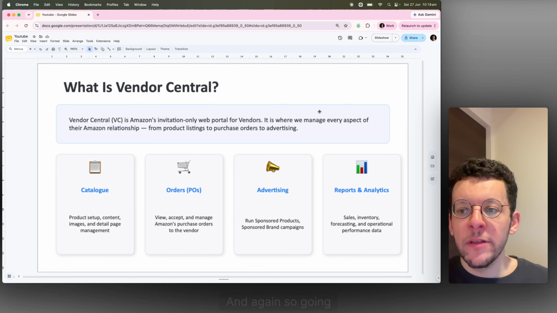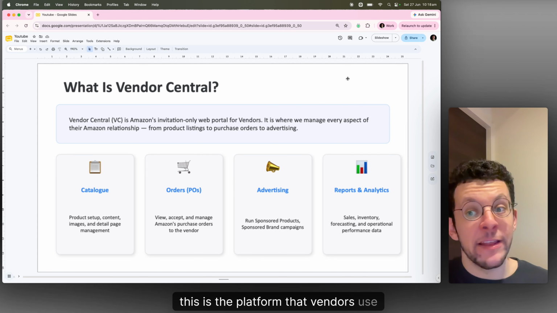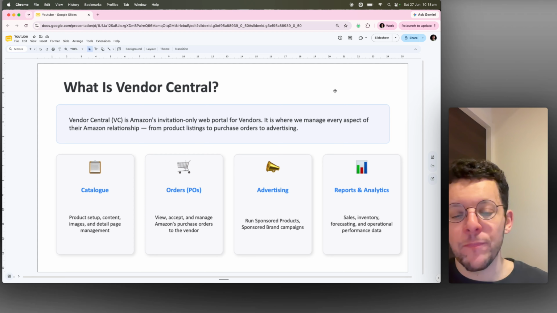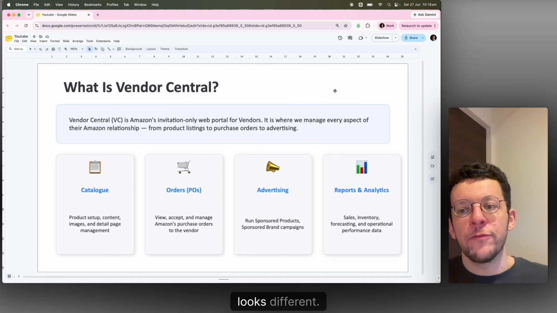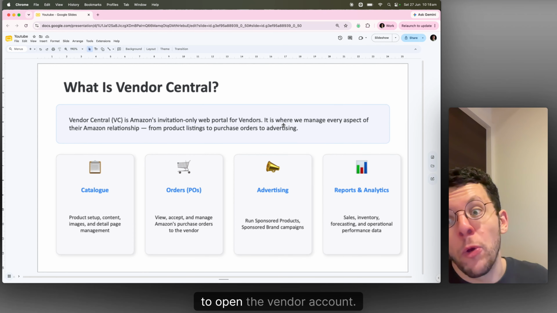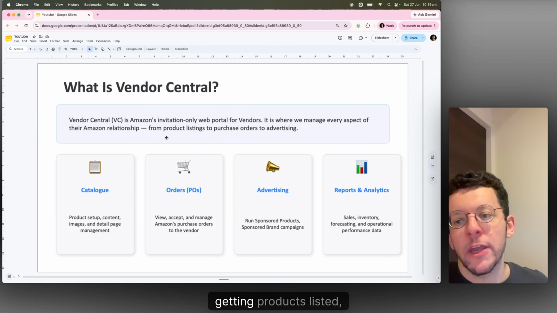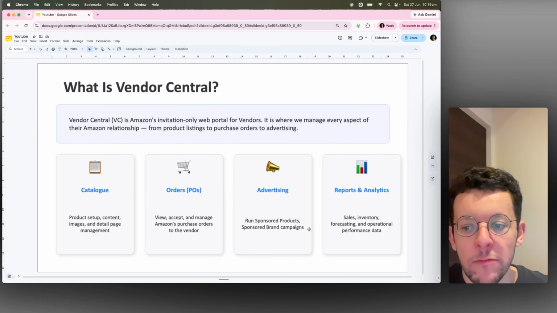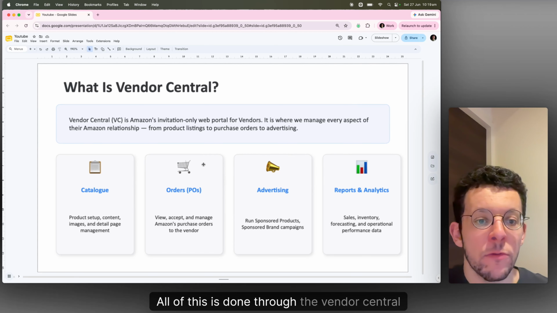And again, going deep diving into the Vendor Central platform. This is the platform that vendors use to track everything to do with their vendor account. It's like Seller Central, except a different portal, a different model, and it looks different. Usually, you'll get an invitation once to open a vendor account. And basically, this is where you'll track catalog, getting products listed, orders, purchase orders, advertising, reports and analytics, sales, inventory. All of this is done through the Vendor Central model.